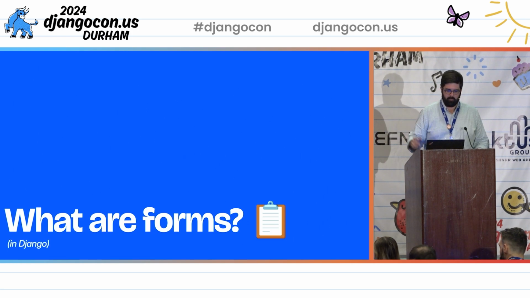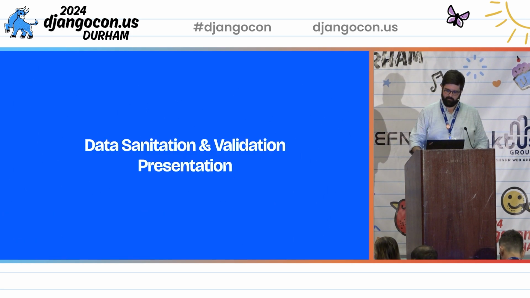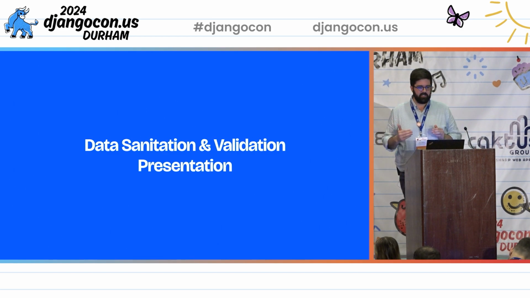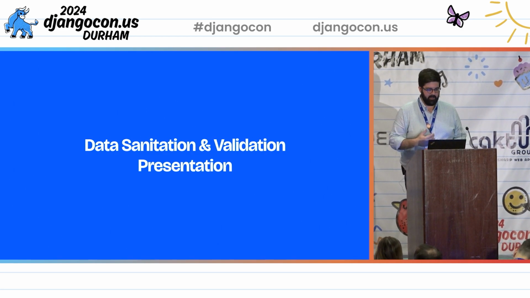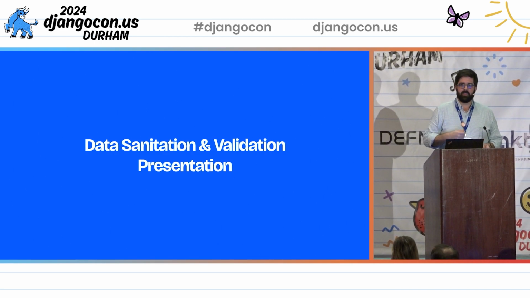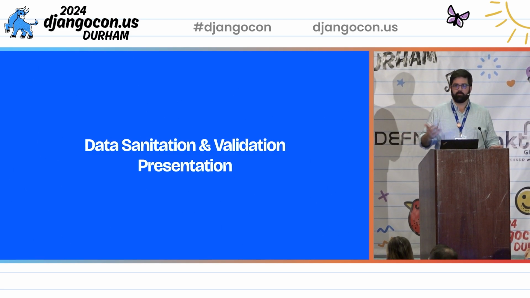So what are forms in Django? Well, they're primarily a data sanitation, validation and presentation layer. They play a dual role, and it's kind of why they're so complicated. They take user input, sanitize it, make sure it's safe to store, or that it matches certain validation rules, and then also present the form to the users for them to interact with.